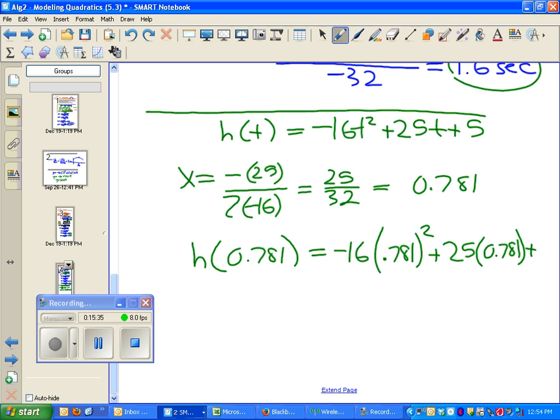Okay, and so your calculator uses order of operations. So if you want to plug it in all together, make sure you use parentheses, but we need to square this first before we multiply by negative 16. And then when you do all of that, you should get 24.43 feet, right? And that's the maximum height, right?